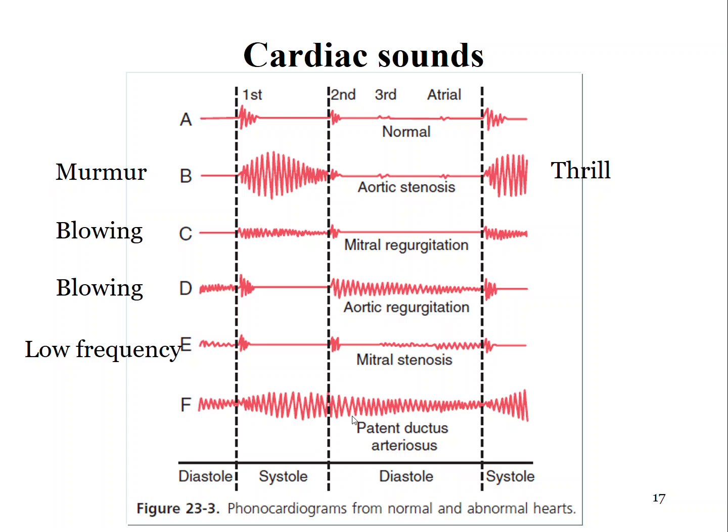So there's another defect where we can hear this abnormal sound all the way along the cardiac cycle, during systole and during diastole. It is because of the patent ductus arteriosus. It is a defect in which there is a connection between the aorta and the pulmonary artery.